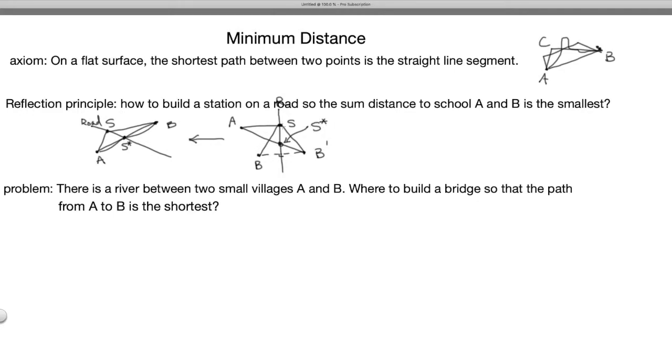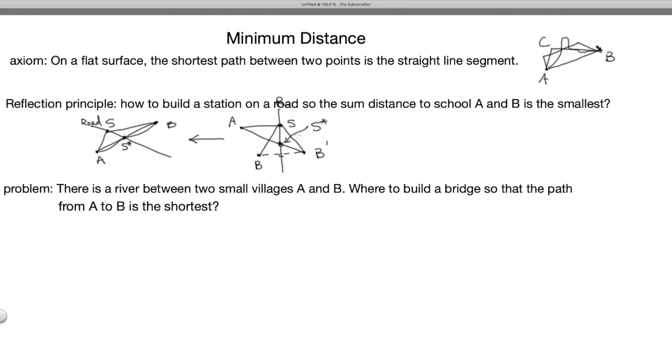And this idea is called reflection. The key point here is that we want to make a transformation such that the distance SB does not change, and change it to SB prime. Now the problem becomes one where the two schools are on different sides of the road, and we find the station on the road such that the sum of the distances SA and SB prime is the smallest. So the key is to do an equivalent transformation and transform the problem into a simpler or a familiar problem.